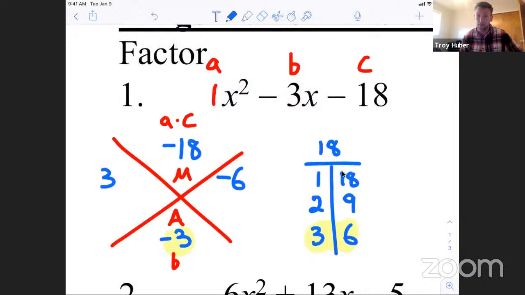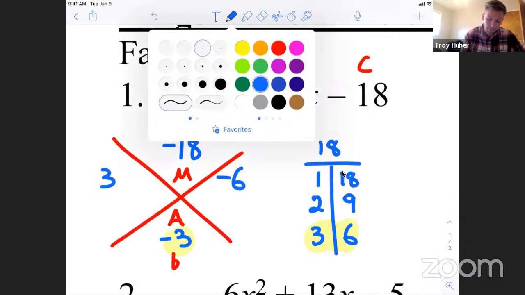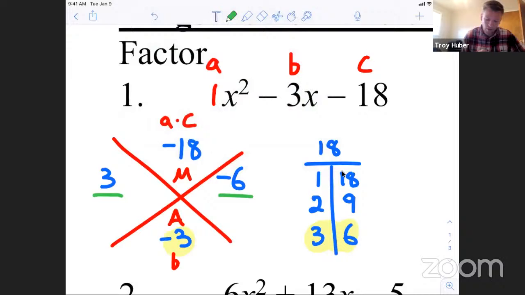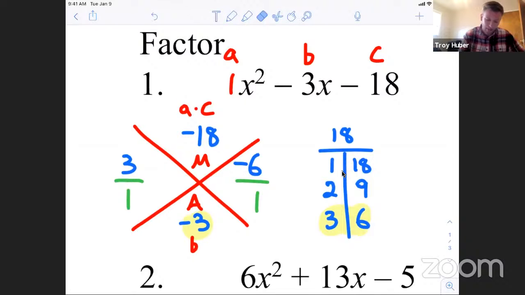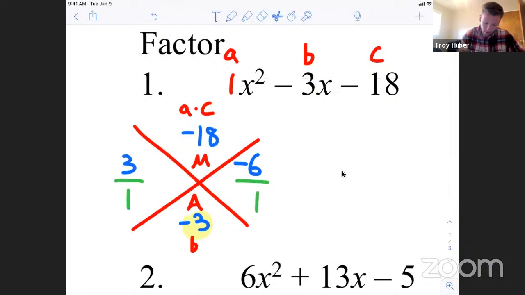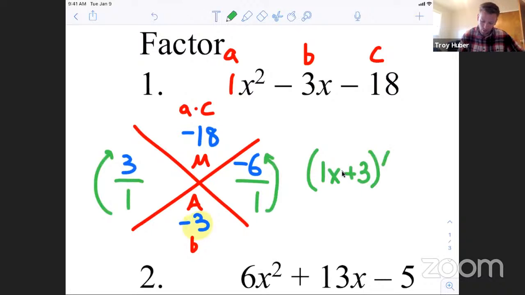Now, your last step is we want to put both of these over your A value, which remember our A value in this one is 1. So I'm going to put both of them over 1. And then to write our answer, we always write from the bottom to the top. So in this one here, bottom to top, this would be 1x plus 3. Bottom to top, this would be 1x minus 6.